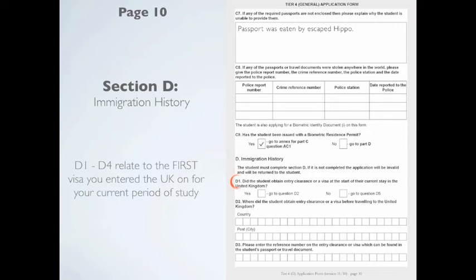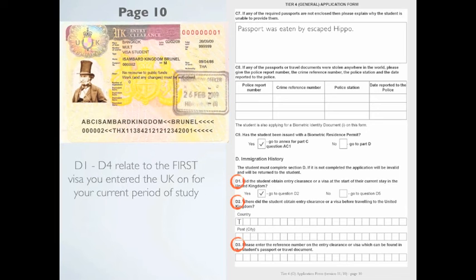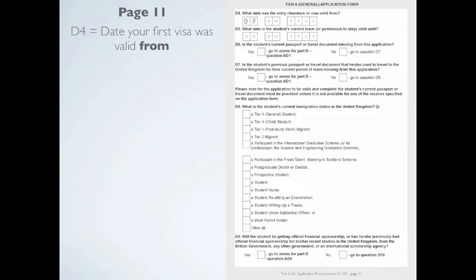Page 10, Section D, Immigration History. This section refers to your visas. D1 to D4 relate to the visa you were given to enter the UK for the current period of study. Even if you have since renewed your visa in the UK, D1 to D4 relate to the first visa only. Therefore, you need to enter the country and city where it was issued at D2. In D3, please enter the number shown in the top right-hand corner of your visa. This number is usually shown in red. Enter the date this visa was valid from at D4.